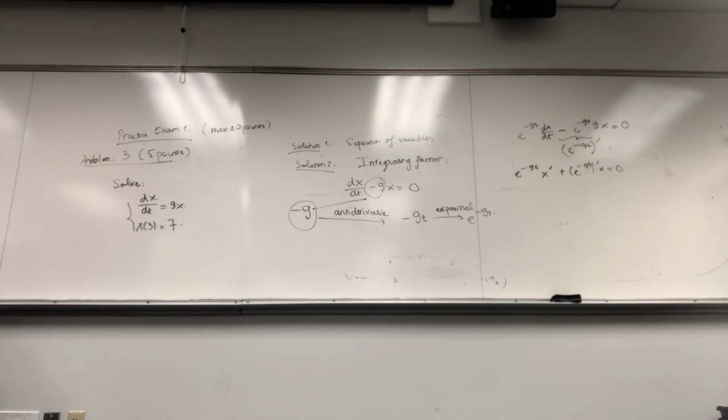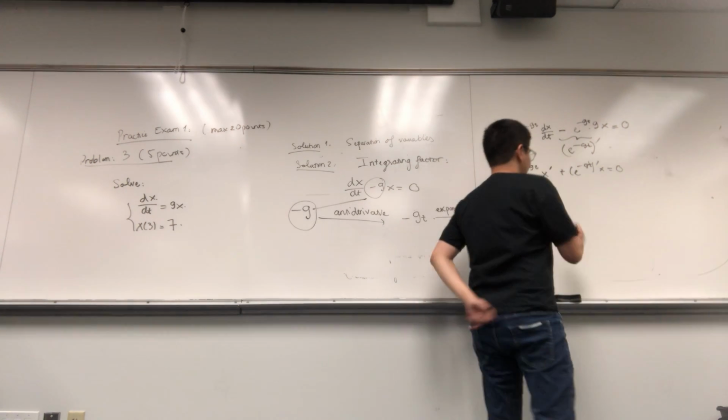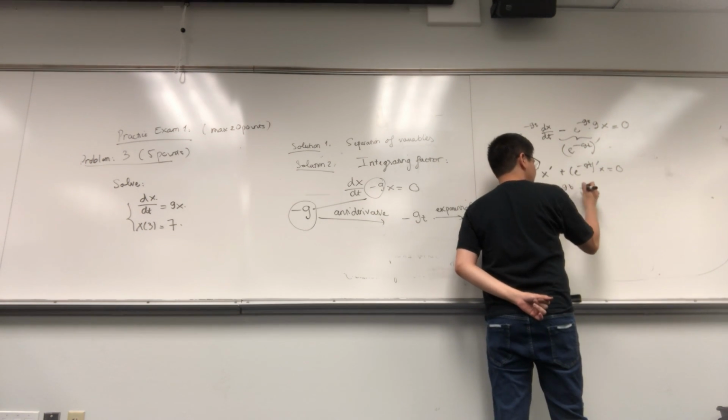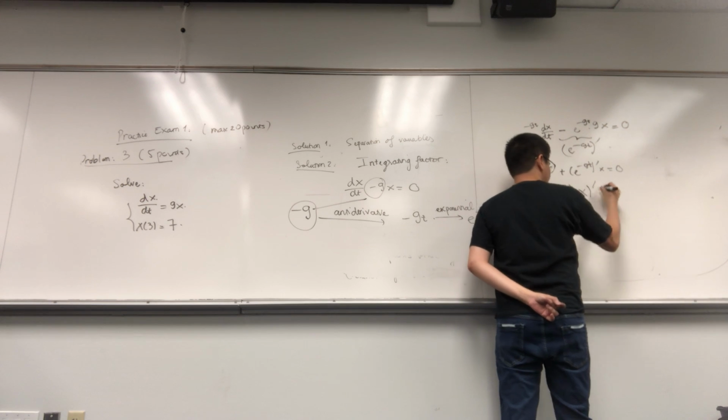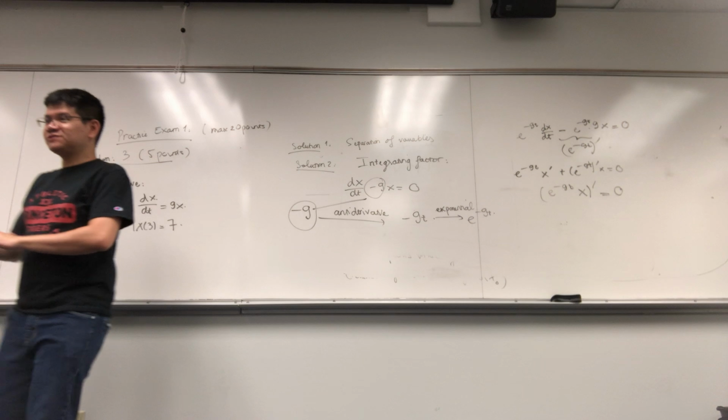All right? Now, what should I do? Yes, the product rule. I'm going to use the product rule, right? I have e to the power minus 9t x prime is 0. All right? Now, what is the solution of this equation?